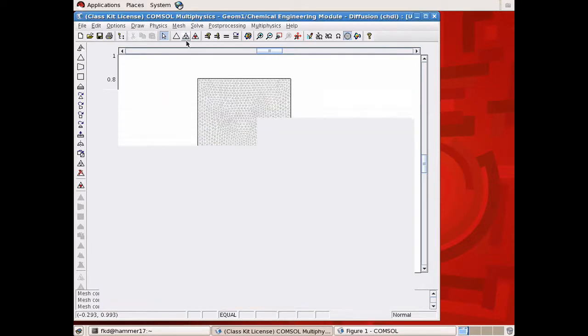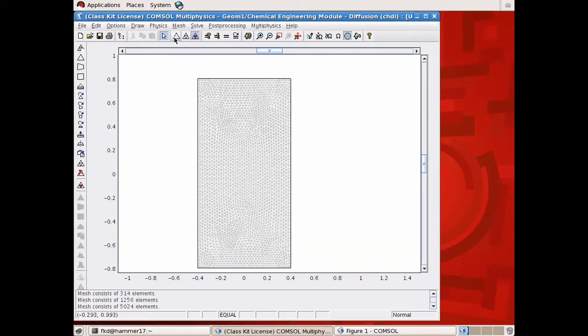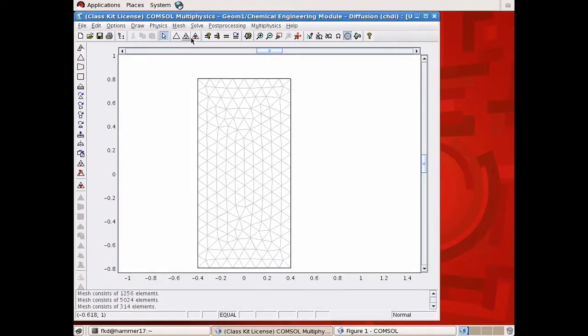And refining it, and I think this allows you to refine it in certain areas. Yeah, so you can refine it in different ways depending on where you think you want to do it. But there are a variety of meshing techniques that you can use. There are a variety of elements that you can use. This has just chosen a volume, an area filling element.